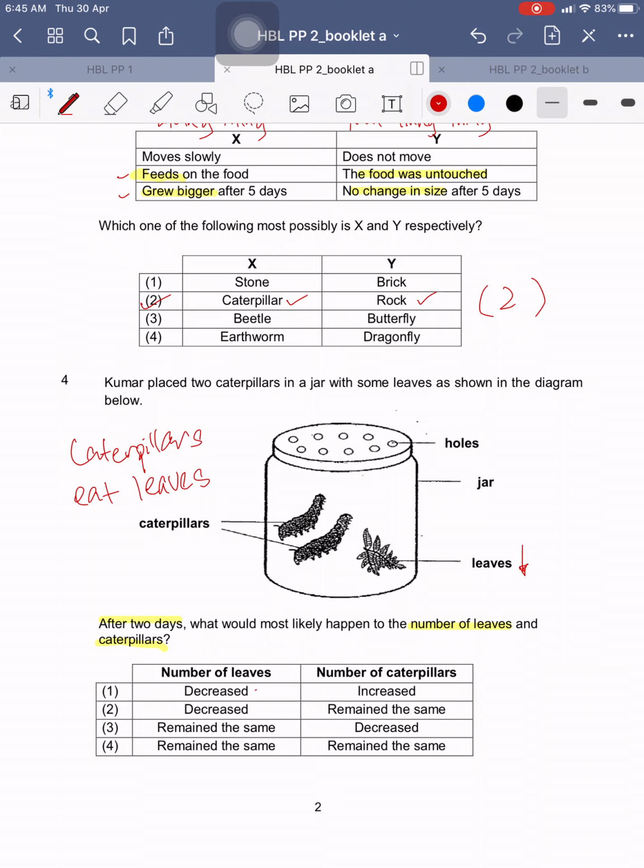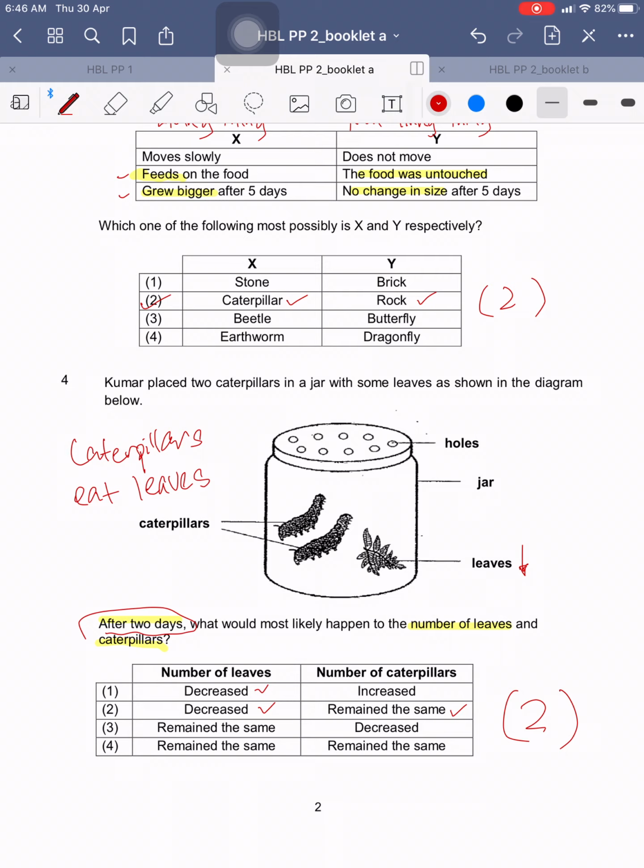Right? So this will be correct and this will be correct. And for the number of caterpillars, after only 2 days, they should be the same. Alright, so the best option will be 2. Now some of y'all may be asking, will the number of caterpillars increase? Now they will only increase if there's reproduction, alright, of caterpillars. But in these 2 days, it's very unlikely. Alright.